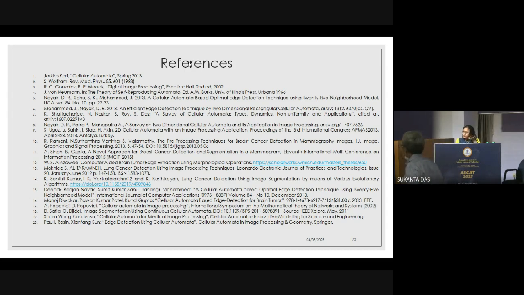Of course, computation time is better than the other methodology. I have already shown you the conventional edge detection techniques, Sobel and Prewitt, and those were compared with this. So computational time is definitely better in CA. Moreover, we have already seen that the continuity of the detected edges is very much prominent in the case of CA, instead of Sobel, Prewitt or Canny.